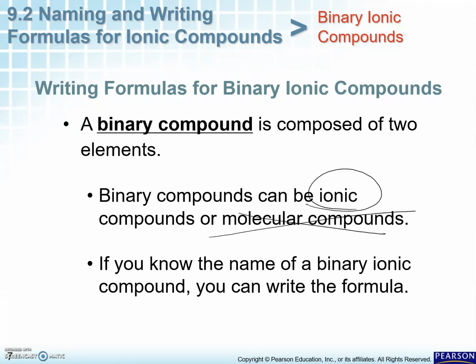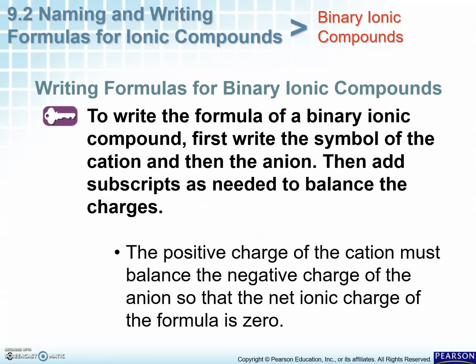So if we are looking at a binary ionic compound, we need to write the formula by first writing the symbol of the cation, then the anion. We will then add subscripts as needed to balance out those charges. And remember, the total charge of a compound is always going to be 0. We want those charges to cancel out. And anytime you're writing out these types of formulas, your cation will be the first one and your anion will be the second one.